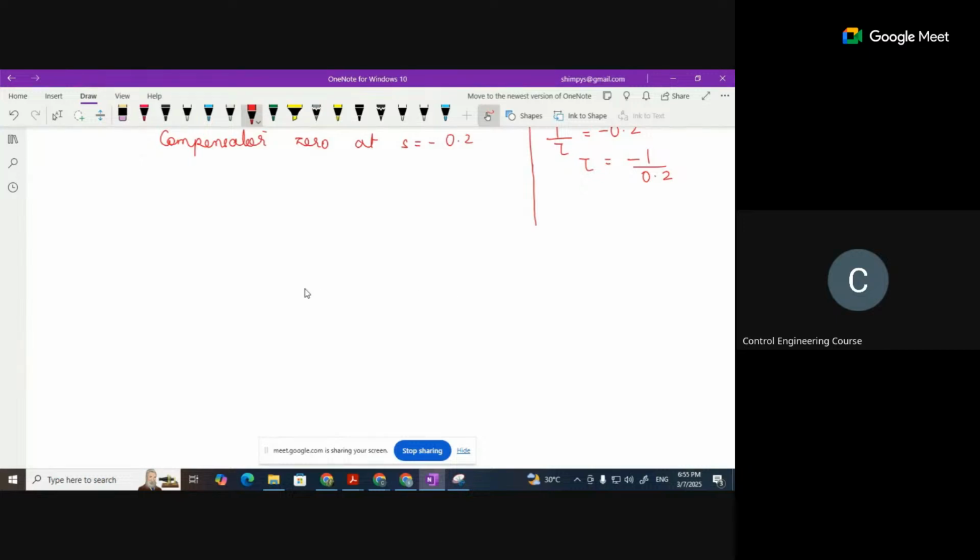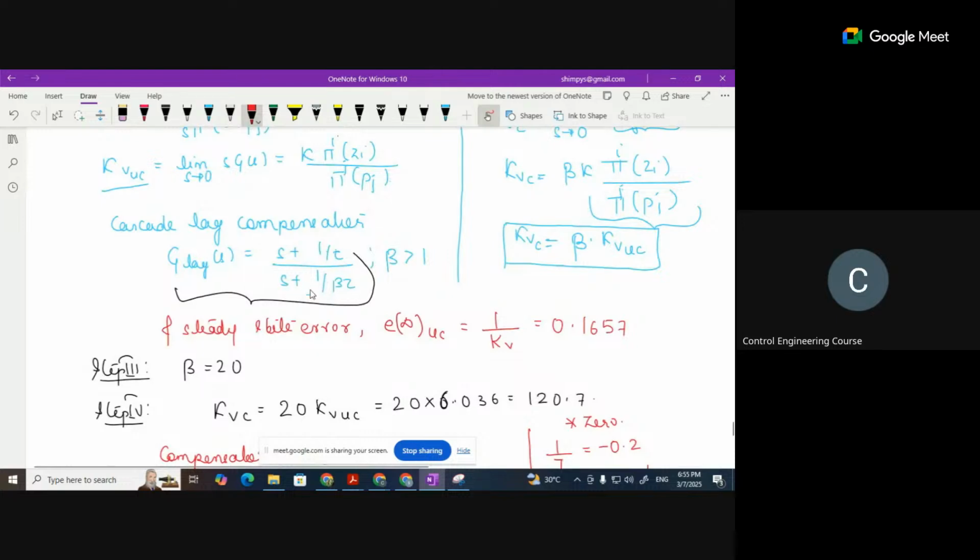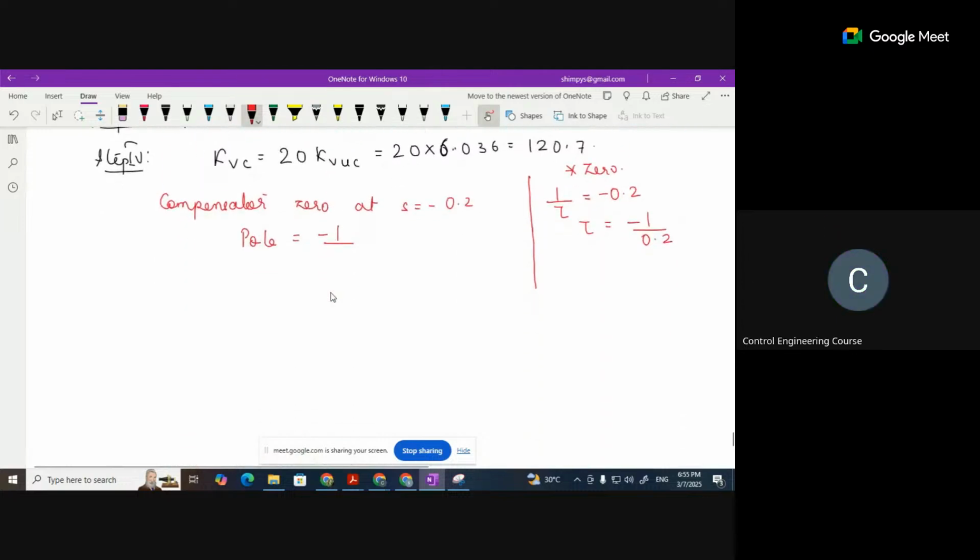Now, is this arbitrary? Yes, we have taken it arbitrarily. Now, if I have taken tau equal to minus 1 by 0.2, you tell me where will be the pole? Where will be the pole which we get here? The pole will be at minus 1 by beta tau, right?